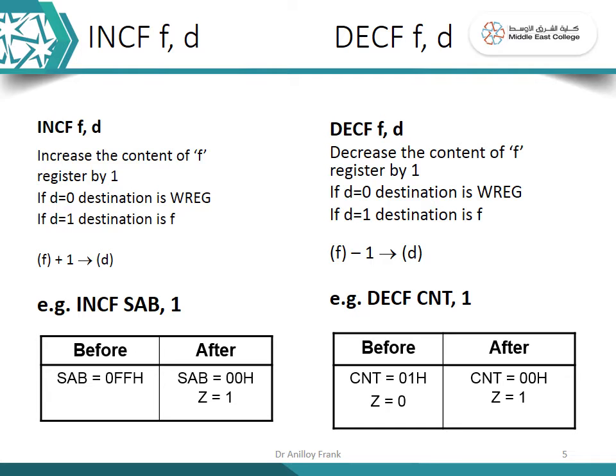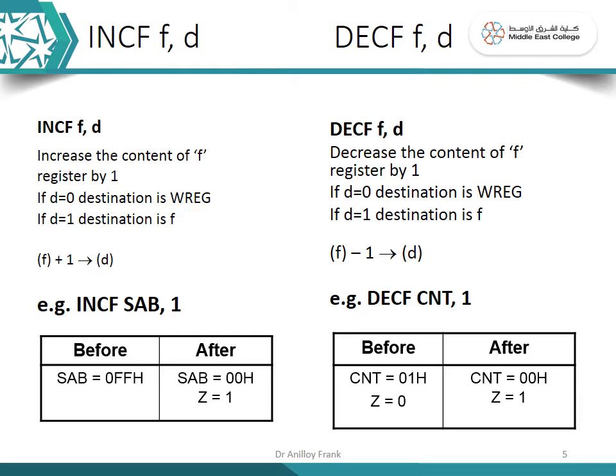The INCF instruction and the DECF instruction. The INCF instruction increases the value of the file register by 1. The destination 0 will store the value in the W register and destination 1 in the file register. INCF count, 1. If the value is FF, it will be increased to 00 and the Z flag is affected.